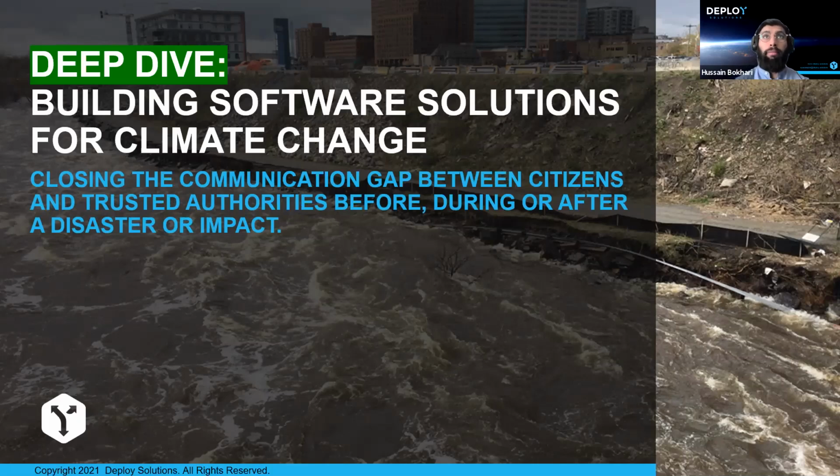Welcome to the deep dive with Deploy Solutions on building software solutions for climate change. Deploy Solutions connects space-based Earth observation data with the needs of global organizations and businesses by providing innovative solutions and software applications. These space apps present space data in a manner that can be easily utilized to bring a plethora of benefits to end users.